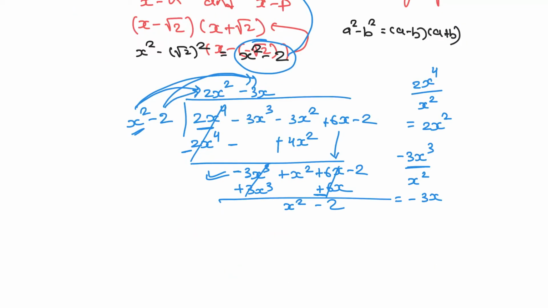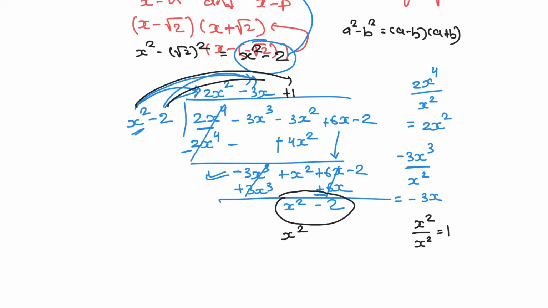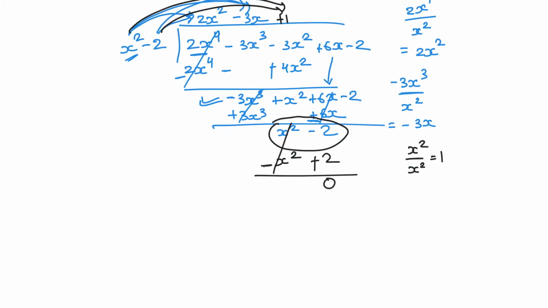Now x square minus 2 is our new dividend. Divide the first term of the new dividend, x square, by the first term of the divisor, x square. So the answer is 1. This is the third term of the quotient, plus 1. Now multiply x square with 1, that is x square, then minus 2 into 1, minus 2. Again change the sign: x square minus x square is 0, minus 2 plus 2 again 0. So this is the quotient q of x, this is the divisor, that is g of x, and this is the dividend, that is p of x.